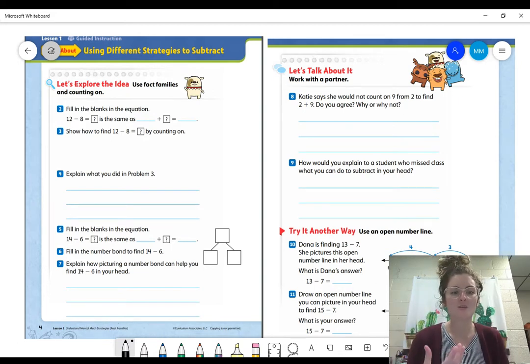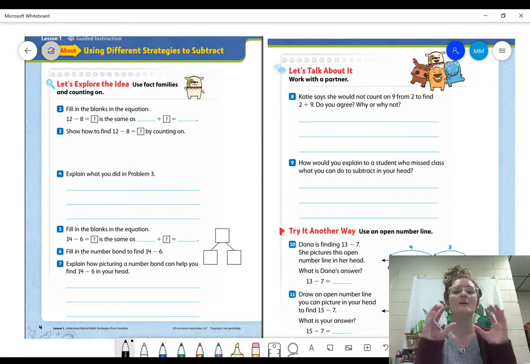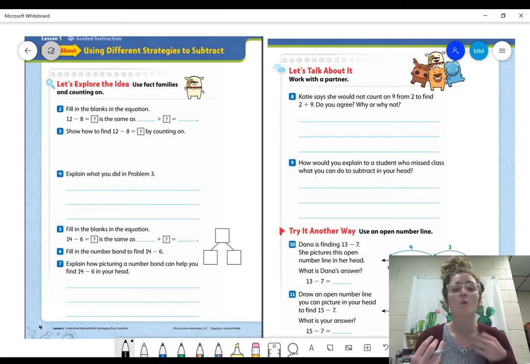So yesterday we talked about using fact families and counting on. Remember, fact families is when we have the same parts and whole that we use to make 2 adding sentences and 2 subtracting sentences. We can use the 2 adding sentences in a fact family to help us find the difference in a subtraction sentence. So let's look at number 1 together. It says fill in the blanks in the equation. 12 minus 8 equals blank.